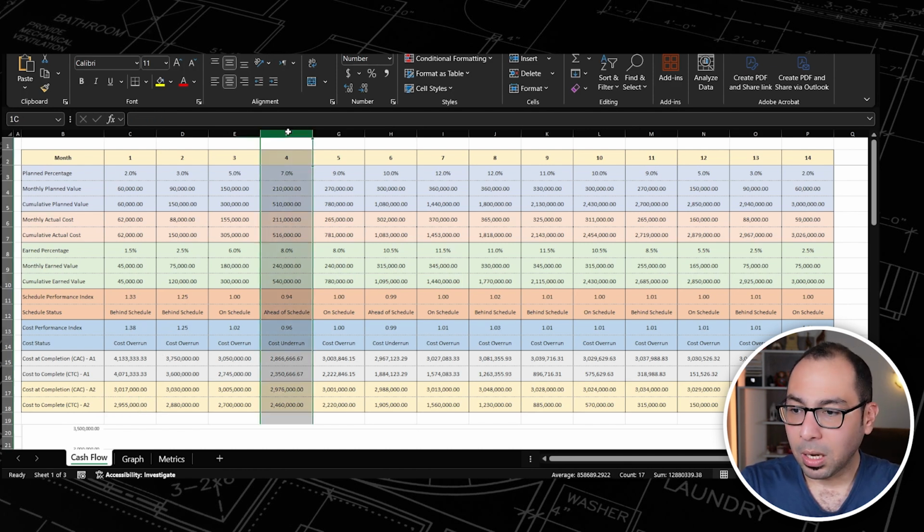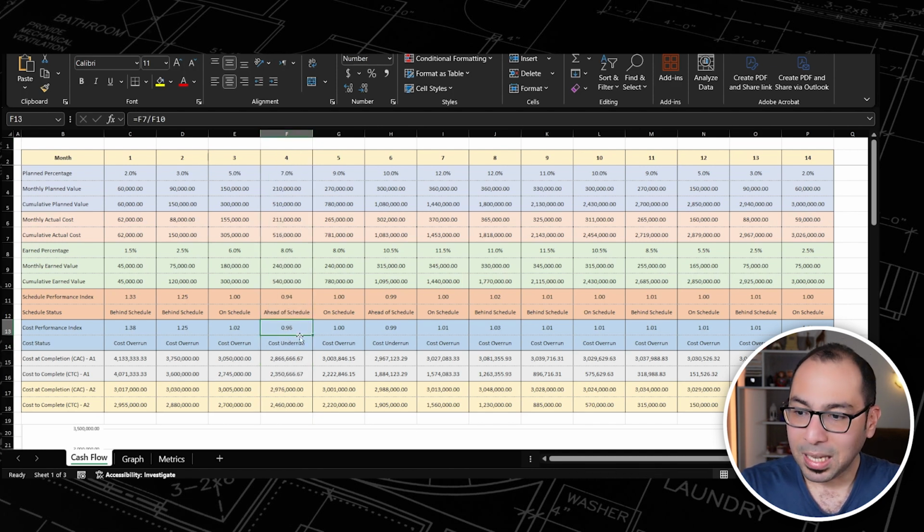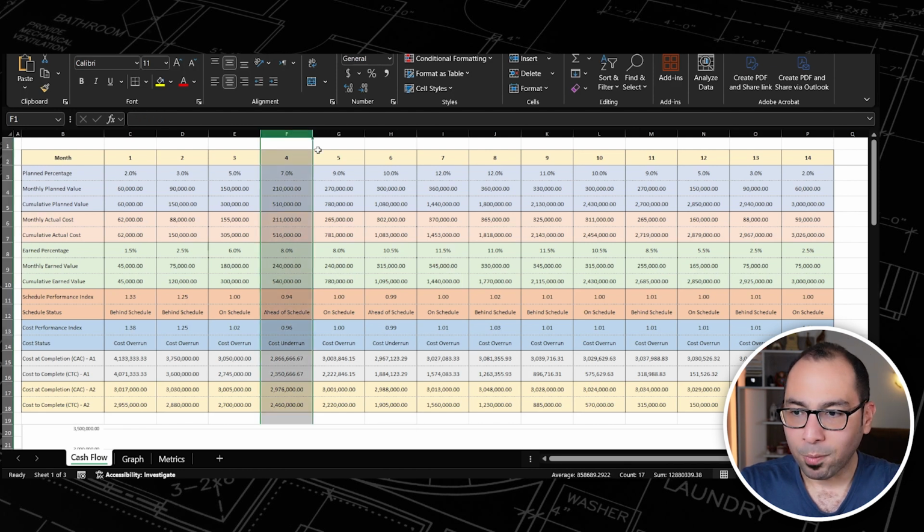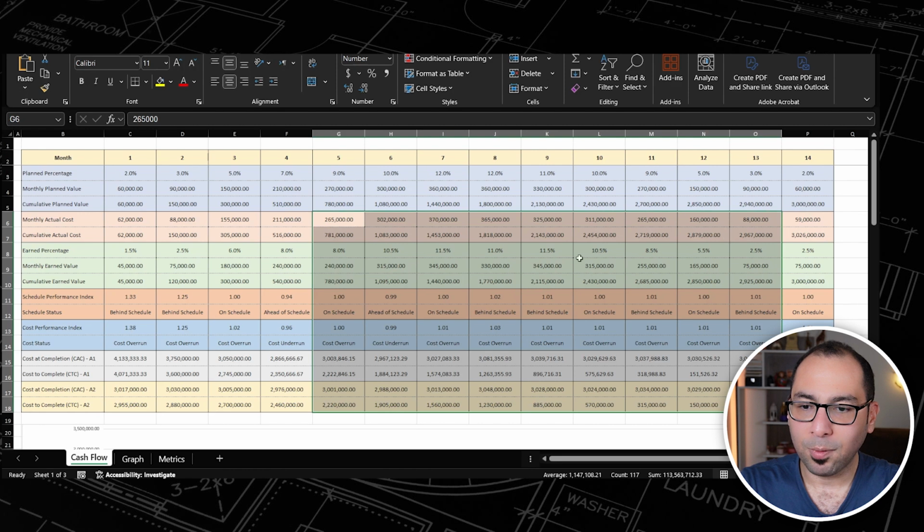But for example, when we come to month number 4 and our cost performance index became less than 1, so here, cost at completion, it's 2.866, and the cost to complete was 2.35. So again, I told you that it's an Excel formula that will keep calculating this, but I want you to imagine that you are in month number 4. So you don't have all these data actually. You have only your planned values, but your actual cost and your earned values, you still don't have them.